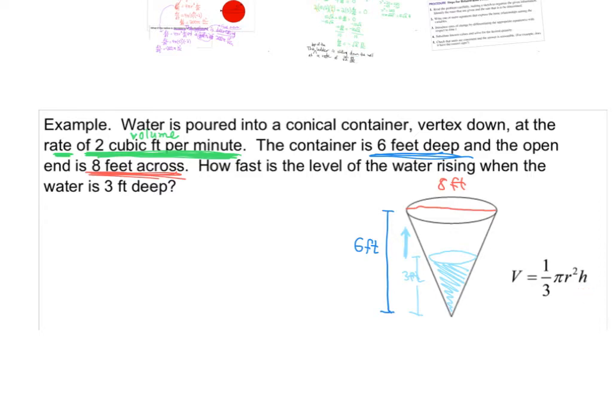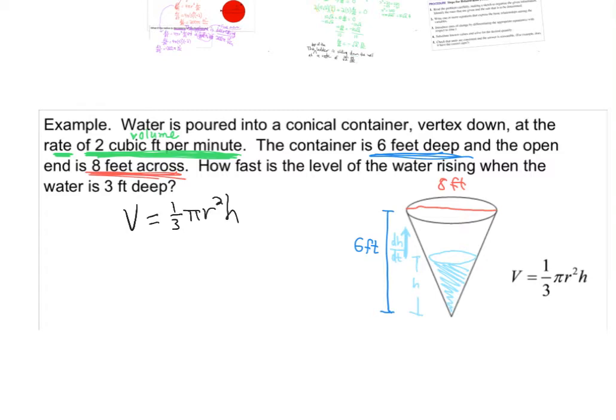So instead of labeling this with 3 feet, I want to have as general a setup as possible. So this height of the water, the level of the water, is h. The change in that level is dh/dt. So we have an equation. We're going to use that: V equals 1/3 pi r squared h. And this is another one of those that when you get to Calc 3, you'll learn how to derive this equation.